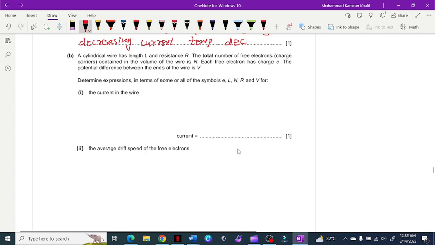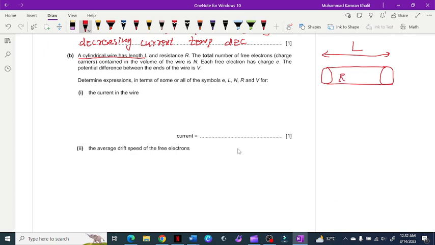So there are no calculation related parts in this, but you have to try the expression. Now he's saying a cylindrical wire has length L. Now we will draw a cylinder. It has length L. The total length of the cylinder is L. It has resistance R.